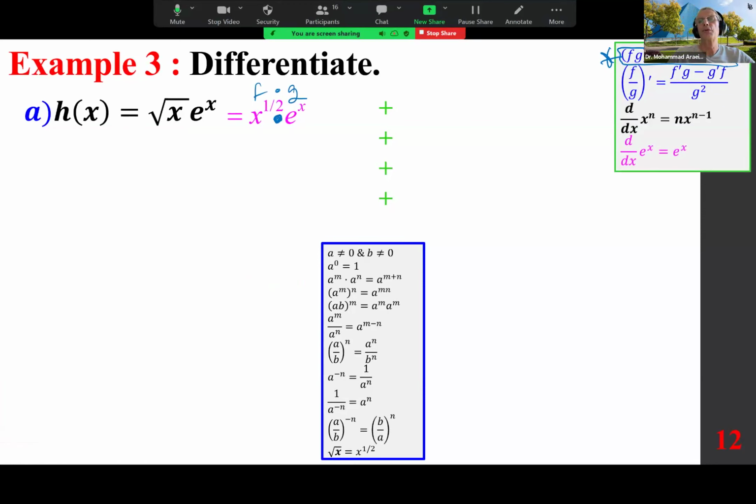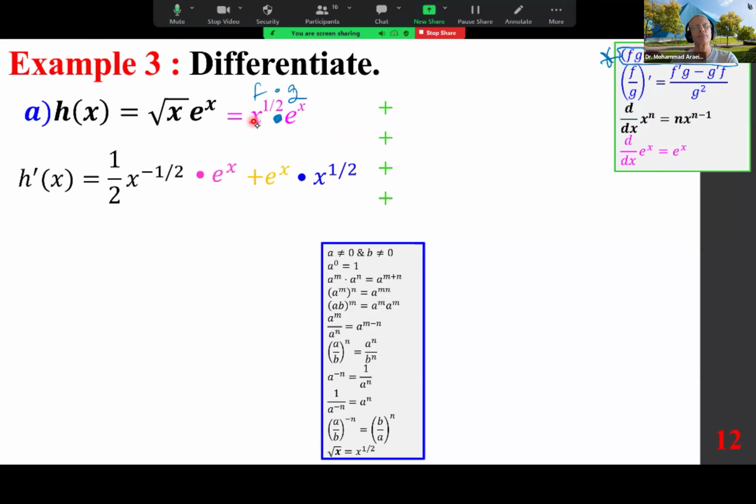f prime g plus g prime f is the shorthand notation. f prime is 1/2 x to the power of 1/2 minus 1, which makes it negative 1/2, times g, or e to the power of x, plus g prime, the derivative of e to the power of x, which is itself, e to the power of x, times the first function, x to the power of 1/2. This is the end of calculus step.